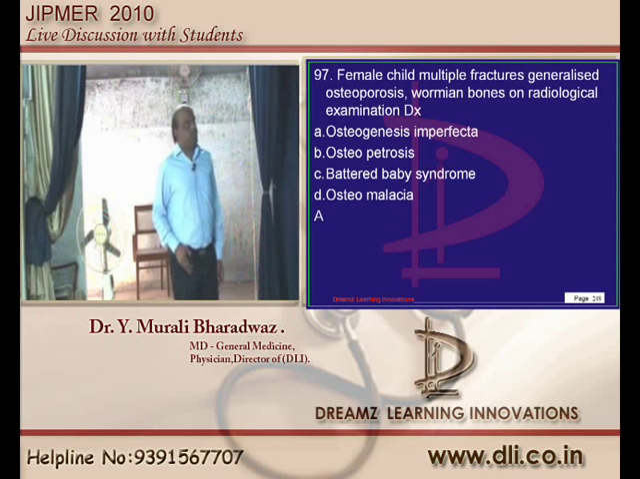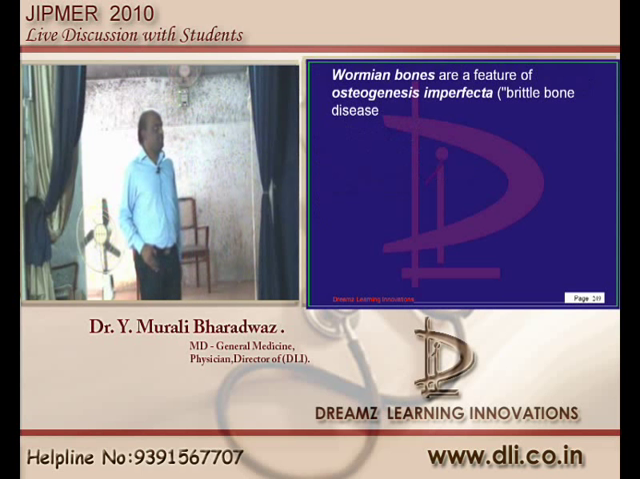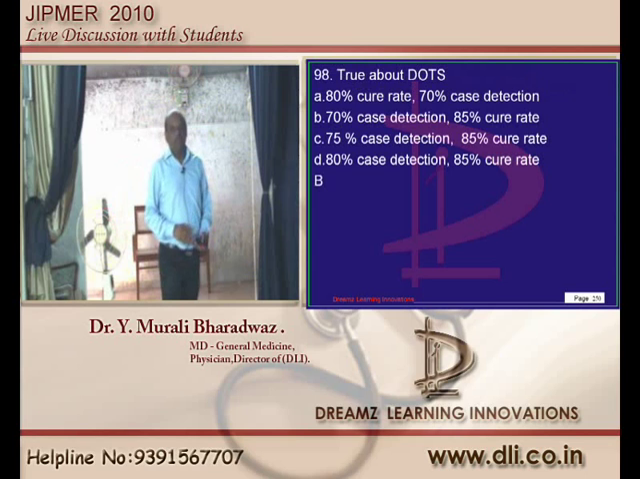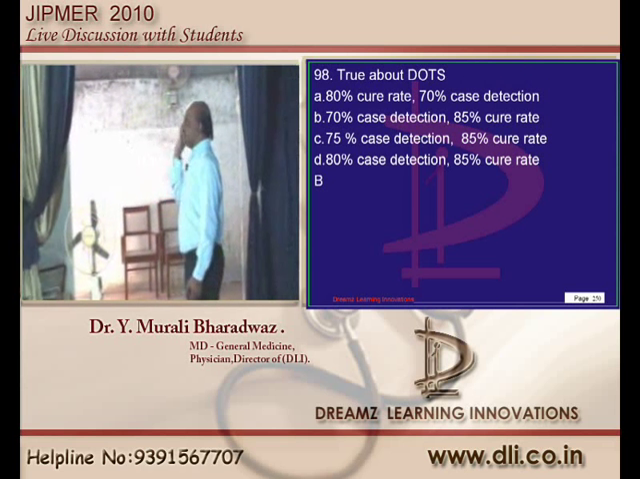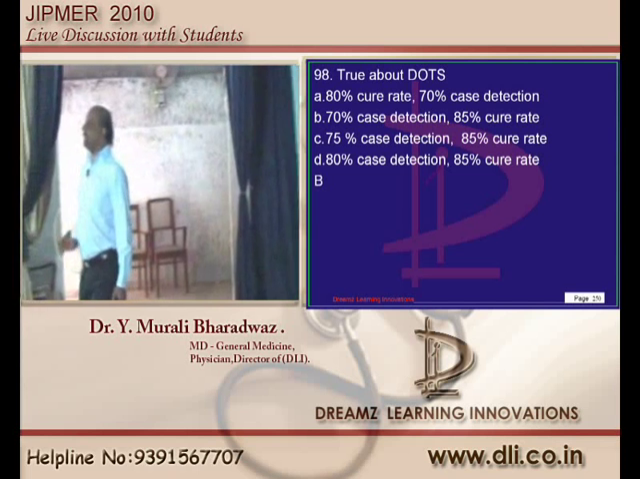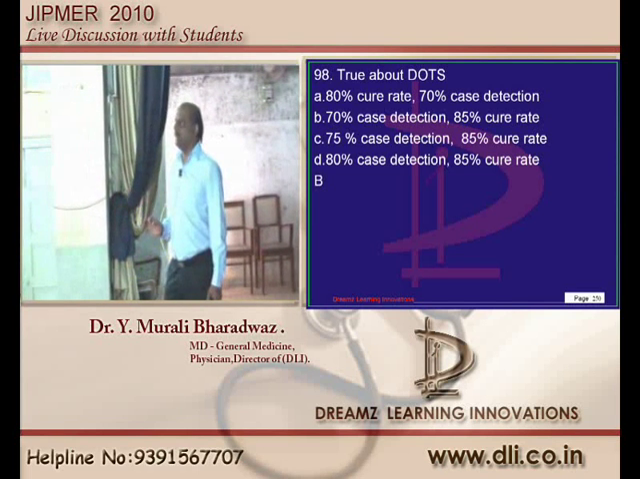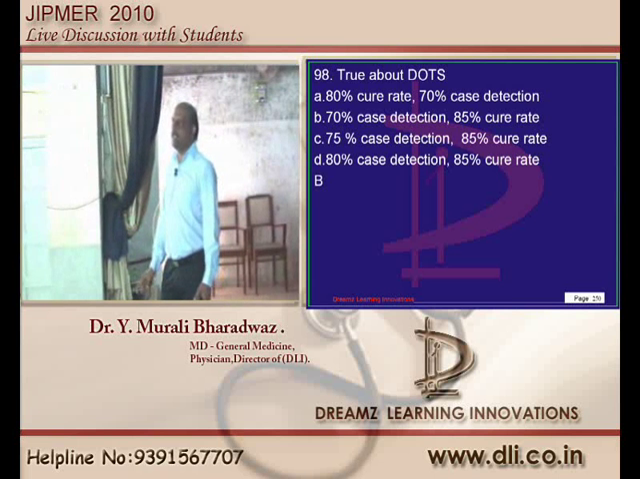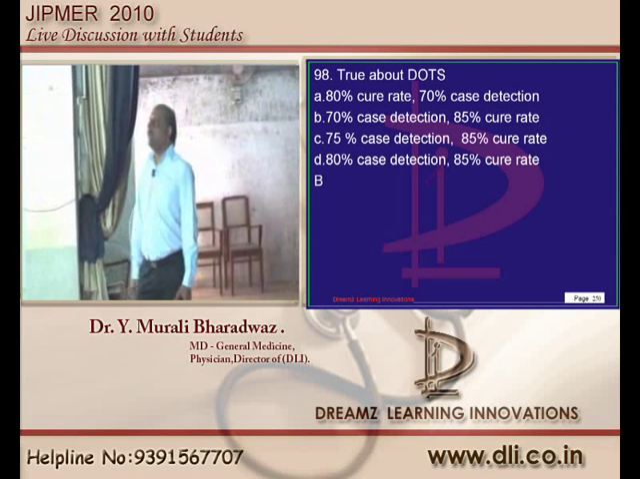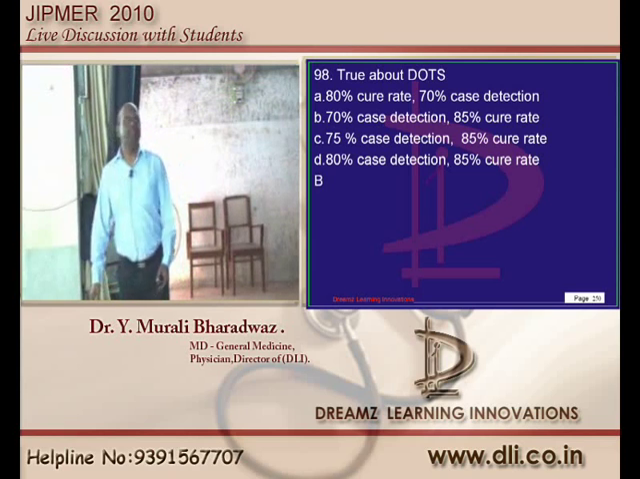Now generalized osteoporosis with Wormian bones with multiple fractures is a classical story of osteogenesis imperfecta, which is called brittle bone disease. Revised National Tuberculosis Program, doctor. There are 6 to 8 objectives. Everything you should read and remember thoroughly for tomorrow's exam, whether you want to be a pulmonologist or not, whether you want to practice in India or not, if you want to win the entrance in India.